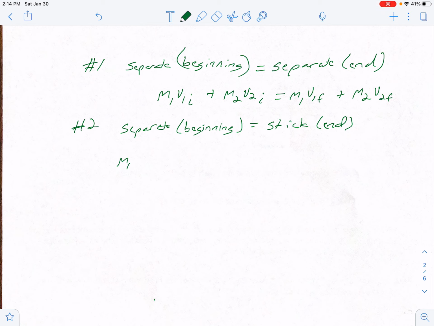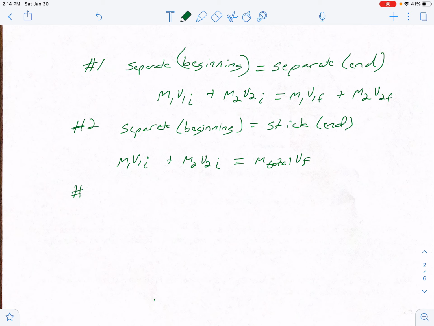So in the beginning, we have a mass 1, V1 initial, so it's doing its own thing. Mass 2 is doing its own thing, M2, V2 initial. Now they stick after they hit, so we're going to have a mass total and one final velocity, because now they're together, so there's only going to be one velocity. That was scenario number 2: separate in the beginning, they did their own thing, and then they stuck after they collided.